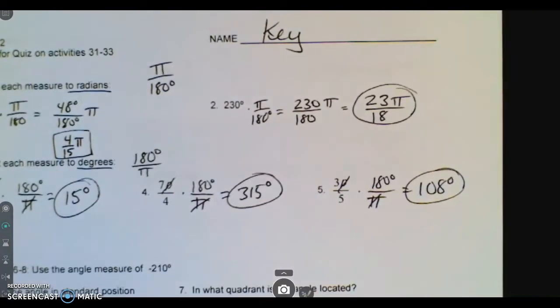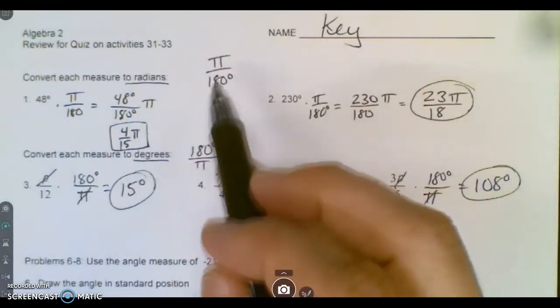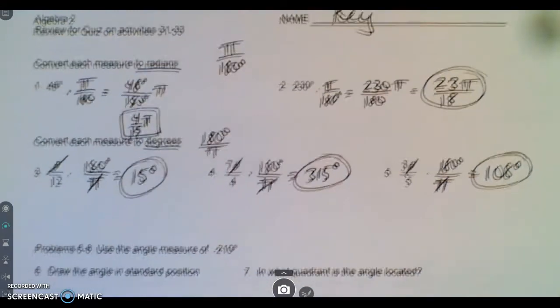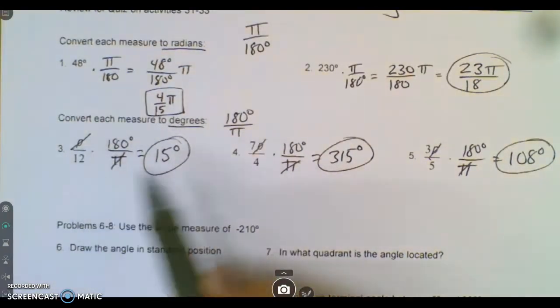Alright, so switching from degrees to radians, not hard. You just got to keep the pi along for the ride. Switching from radians to degrees, even easier once the pi's cancel.